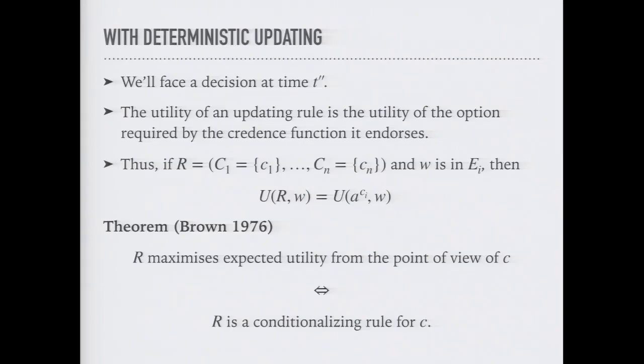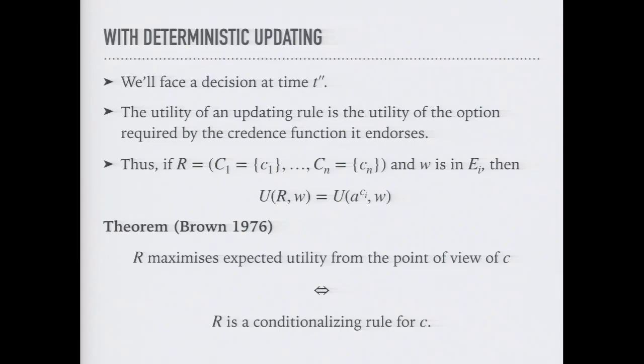Okay. So how good is an updating rule? It's only as good as the option you'll end up choosing if you follow through on it in this world. Suppose you do that, then Brown shows that a particular updating rule maximizes expected utility from the point of view of the prior credence function if it's a conditionalization.